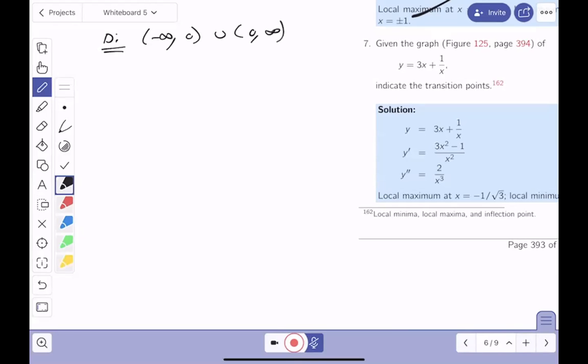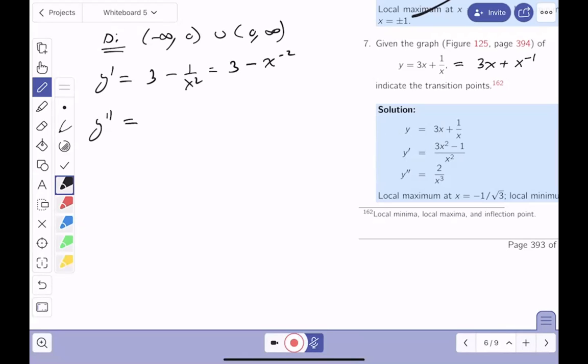All right, let's put the first derivative down, y prime. What's that going to be? 3 minus x to the minus 2, that would be 1 over x squared. What's y double prime? Oh, by the way, let me make sure you understand what I mean by this. This is 3x plus x to the minus 1. That's why I said 3 minus x to the minus 2.